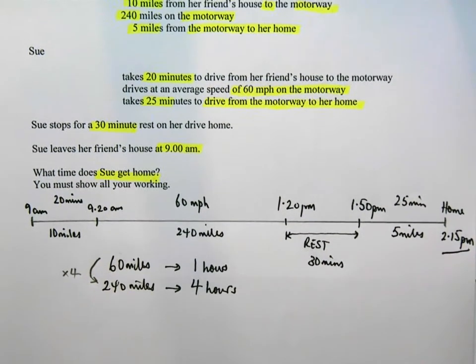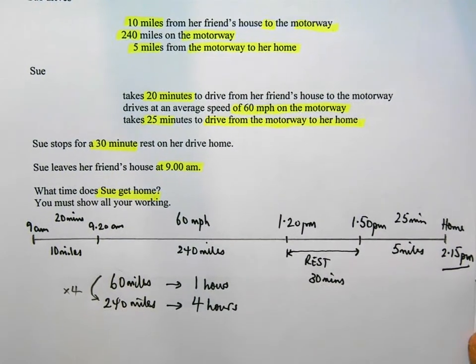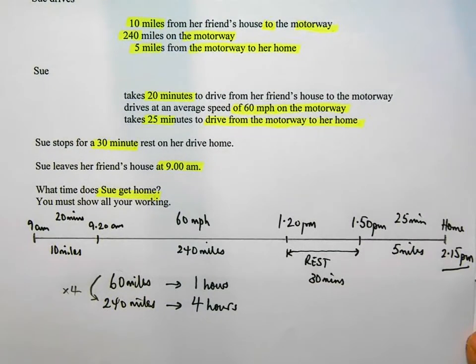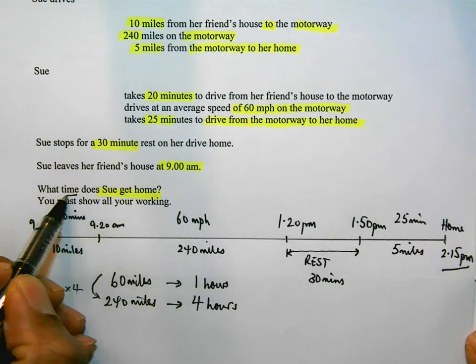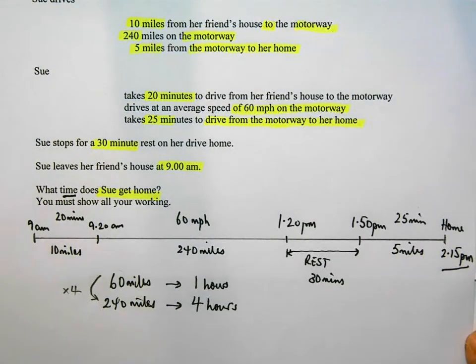But if we go back to the whole question and all the details, there's a lot of information here. You don't have to use every single thing, but you need to make sure you understand what the question is asking you. What time does she get home? And that time is 2:15 p.m.